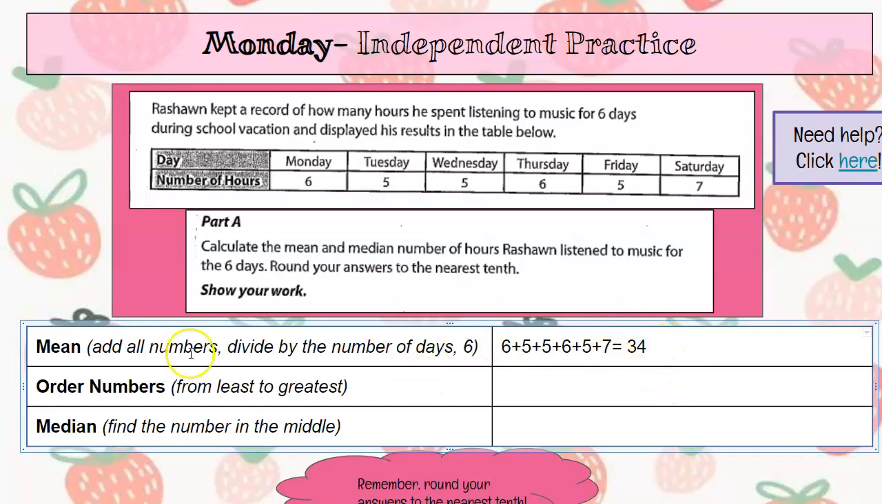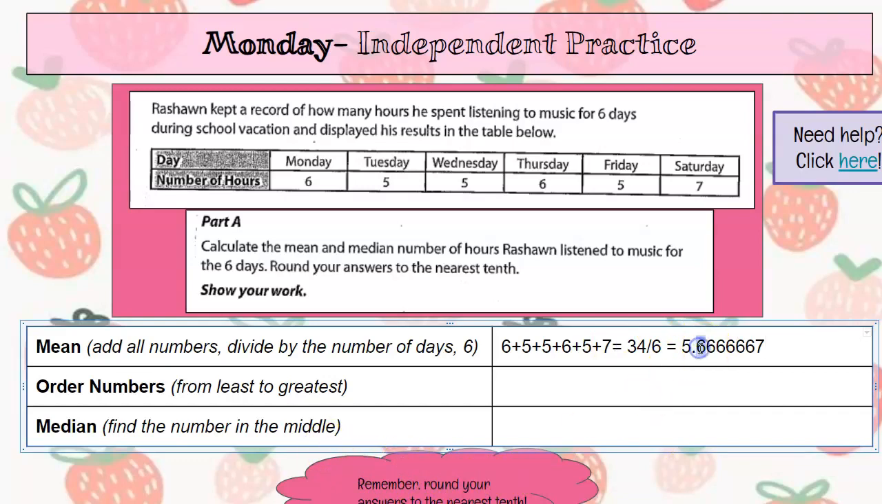Now the second step of finding the mean is to divide by the number of days. So there were 1, 2, 3, 4, 5, 6 days that we added. So we're going to divide that by 6. And when we do that, we get an answer of 5.666667. But remember, it tells you to round to the nearest tenth.